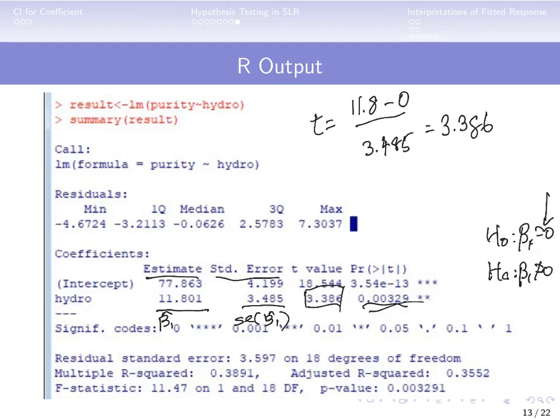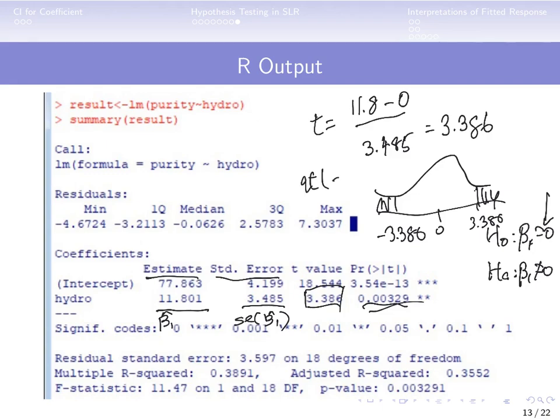P-value over there. If you type in, right, to find a p-value on your own, you should get that result, right? So a two-sided test, 3.386. We want area to the right of that and area to the left of negative 3.386, right? So if you type in pt of negative 3.386, degrees of freedom over here is 18, right? I know that because that's n minus p. And you multiply that by 2, that should give you this value over here. So that's looking at the t-test for the slope.